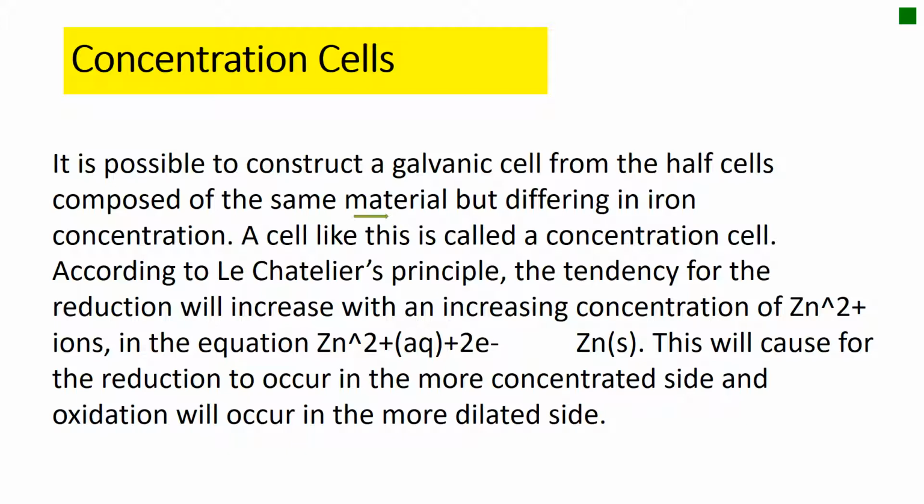Ooh, the little arrow moved a little, but it is supposed to go right here in the middle of this. There we go. So basically, increasing the concentration of Cu2+ ions would cause the reduction to occur on the more concentrated side, and the oxidation will occur on the more dilute side. So keep that in mind: reduction is always going to occur on the more concentrated side, and oxidation will occur on the more dilute side.